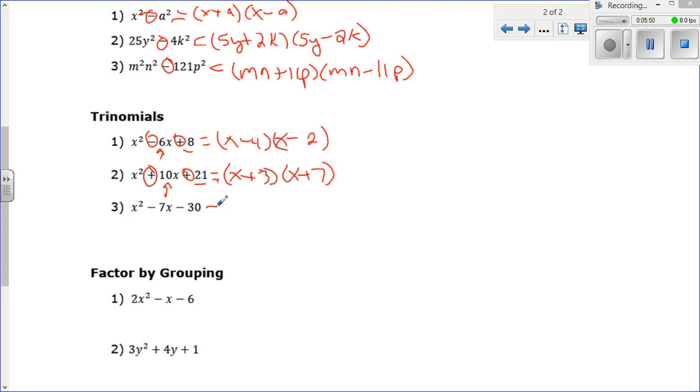For the next one, when my last sign is minus, I look for factors of 30 that subtract to give me 7. Well, my factors of 30 that subtract to give me 7 are 10 and 3. And my larger number takes the sign in the middle, which is negative. So it's a minus 10 and a plus 3.